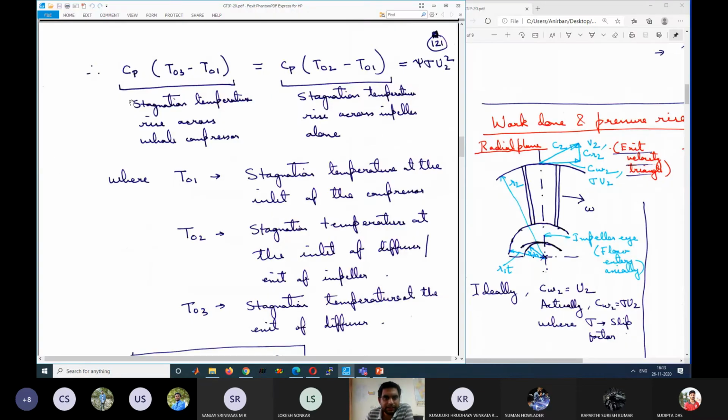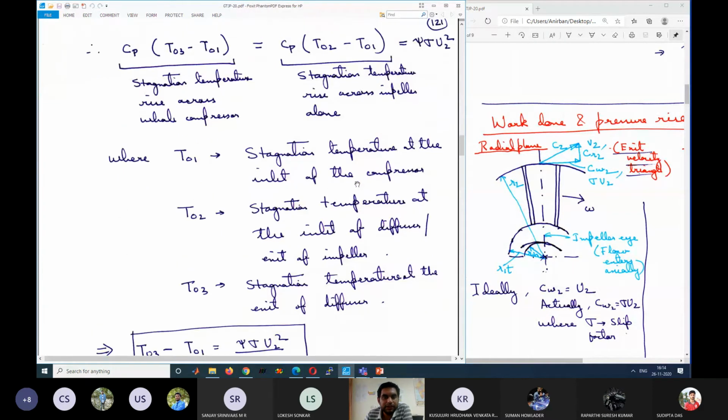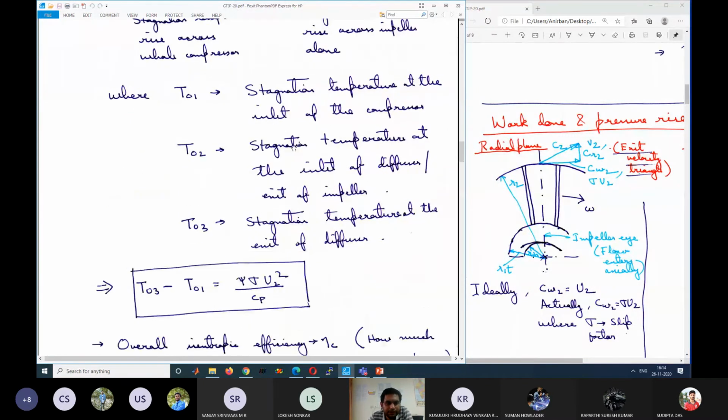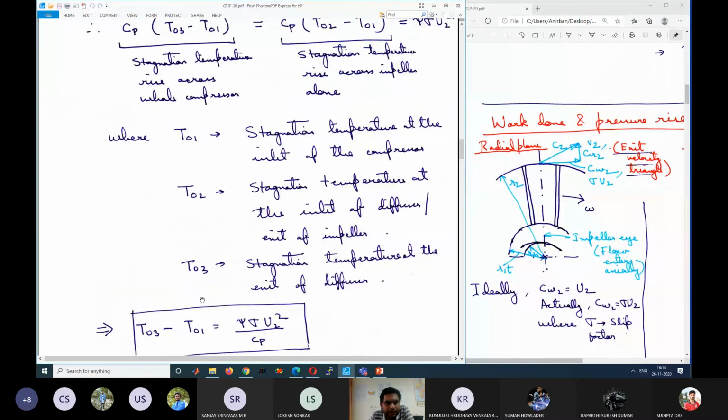So this is our relation of increase in stagnation temperature across the compressor. Cp (T03 minus T01) is equal to sigma psi sigma U2 square. Any questions up to this point? No, sir. Go through these notes, otherwise it is there also in the book. Then T03 minus T01 is psi sigma U2 square by Cp.